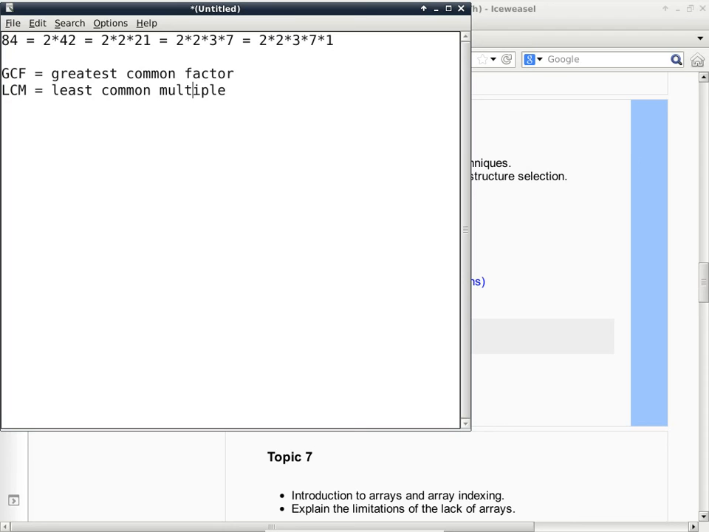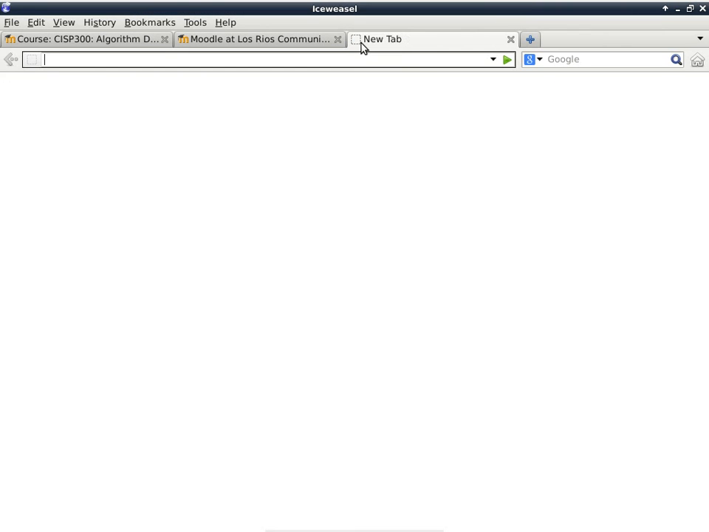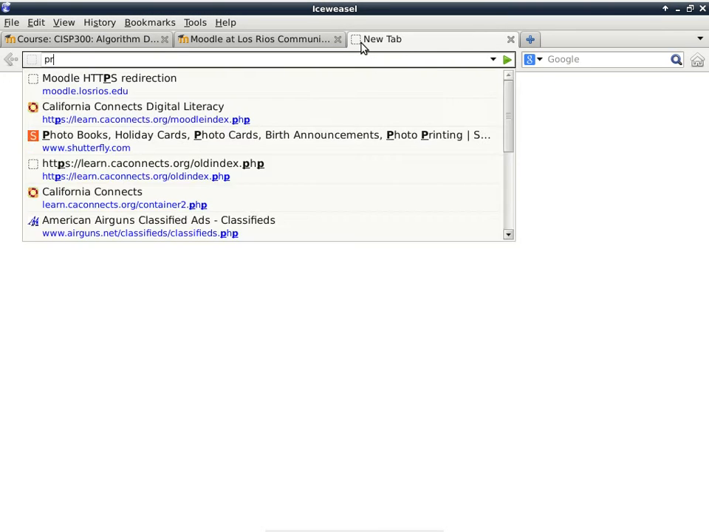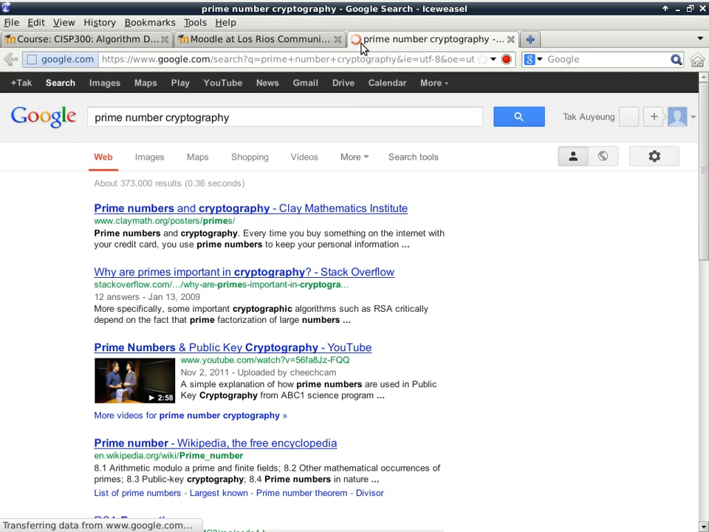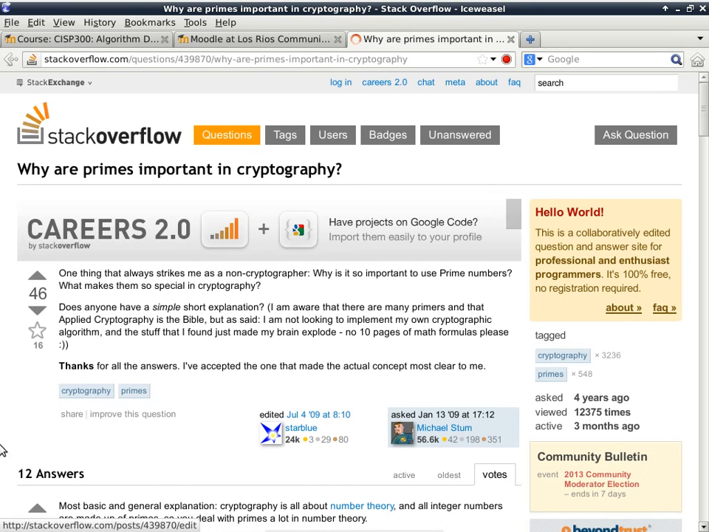All right, I have a question. Yep, go ahead. Why are prime numbers important to cryptography versus any old number? Well, let's take a look. So all you have to do is to look up prime numbers, and then you look up cryptography. And why are primes important in cryptography? Exactly the way you phrased it.